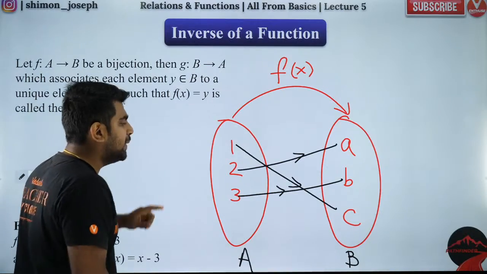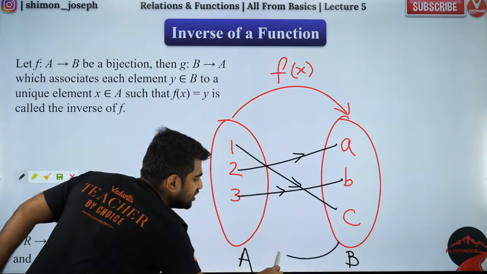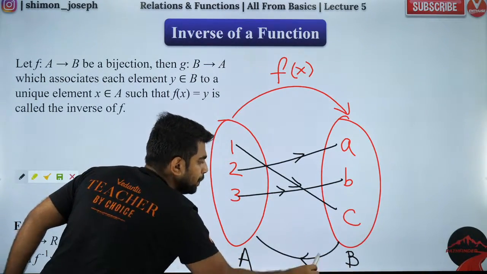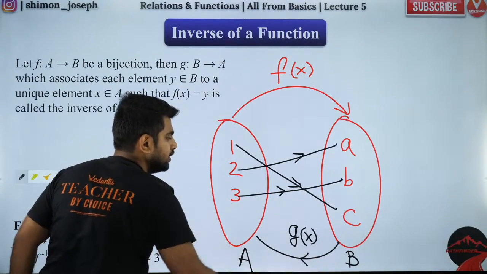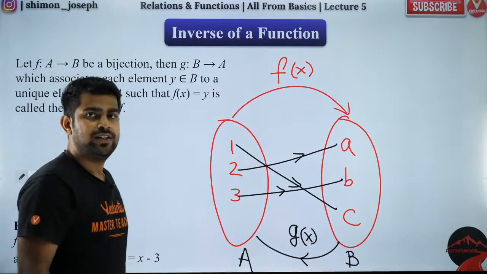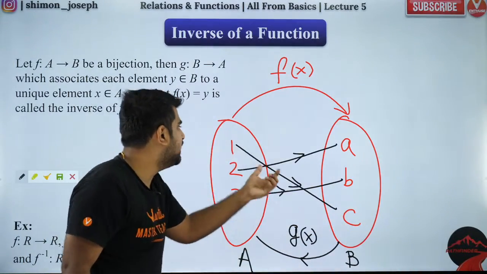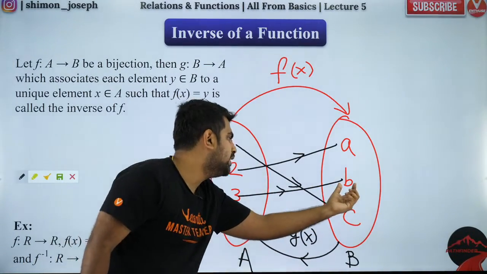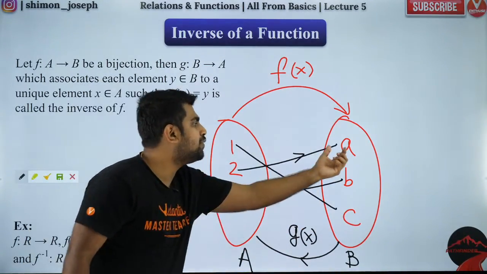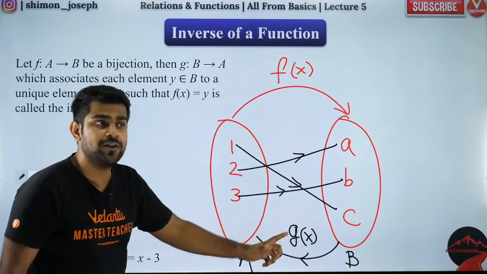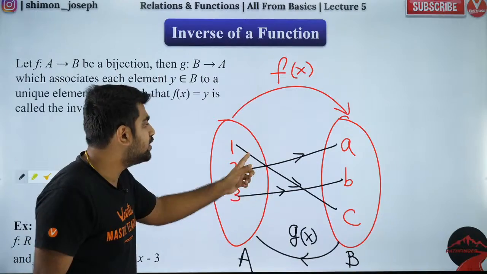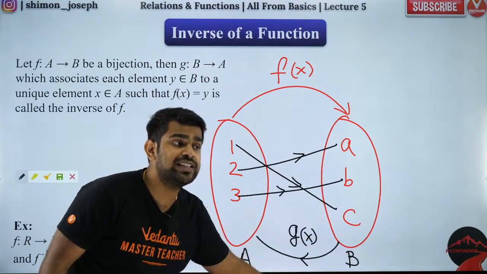Now inverse means there will exist a function from B to A called as g of x such that g of C will give you 1, g of B will give you 3, g of A will give you 2. So that is called as inverse. So if it is not a bijection, inverse cannot exist.